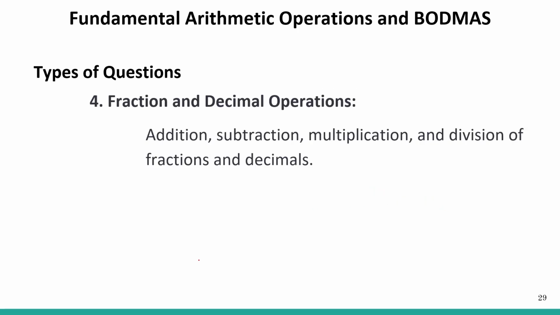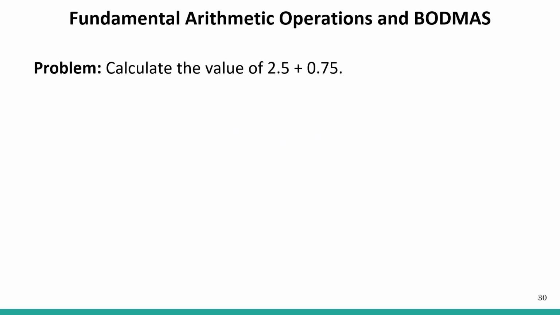The fourth kind of question is on fraction and decimal operations, that is the addition, subtraction, multiplication and division of fractions and decimals. Let's see an example to get a better gist of it. Calculate the value of 2.5 plus 0.75. This is nothing but 25 by 10. We already know how it is converted to a fraction, and this is 75 by 10. We can also write this as 25 divided by 10 plus 75 divided by 10.